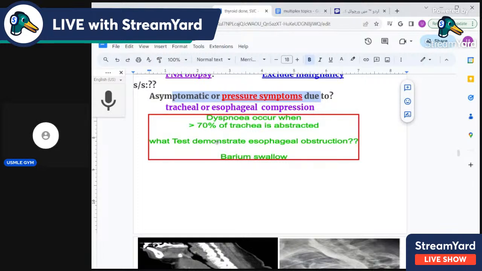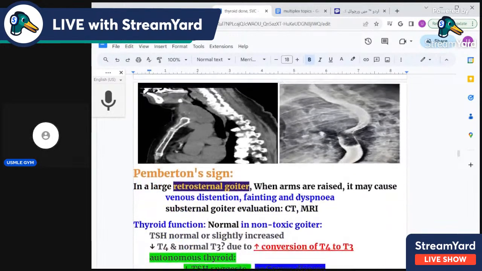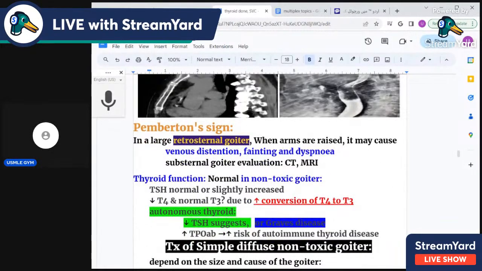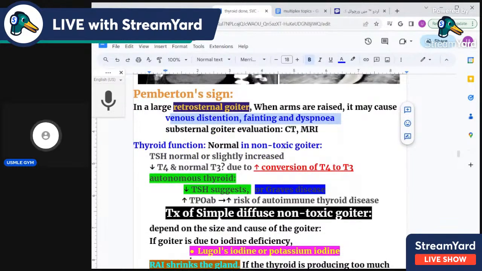And what test demonstrates esophageal obstruction, which causes dysphagia? It's a barium swallow, through which the obstruction of the esophagus is seen. Now, what's Pemberton sign? It occurs in a large retrosternal goiter, which causes venous distension, fainting, and dyspnea, especially when the arms are raised above. Now, thyroid function is normal, TSH normal, but T4 may be decreased and T3 is normal.